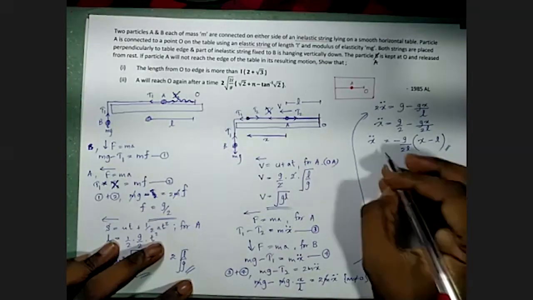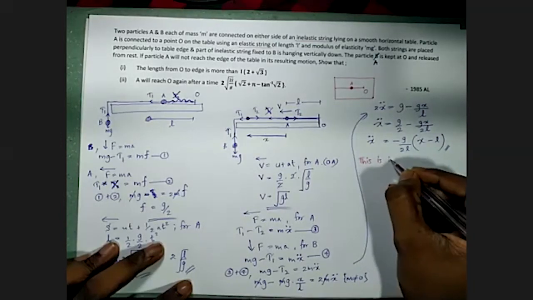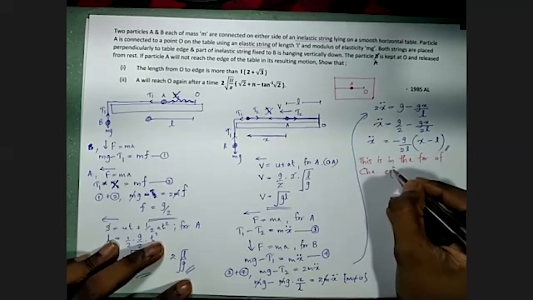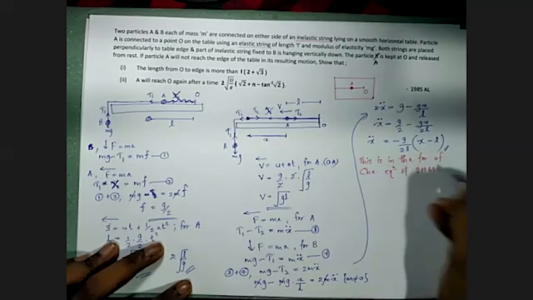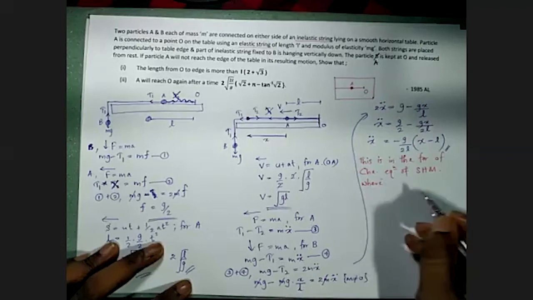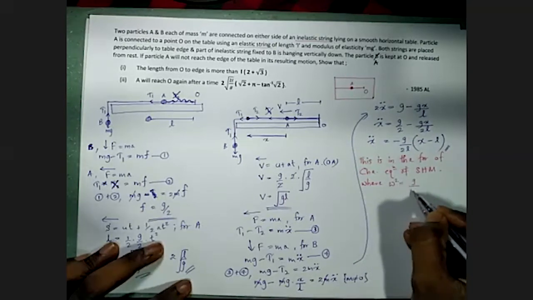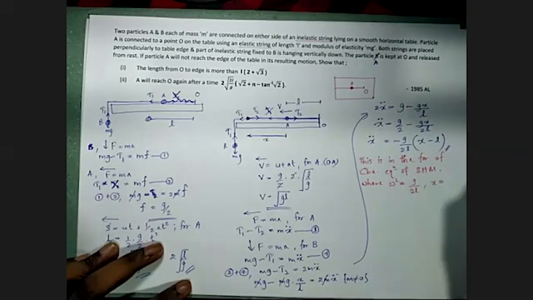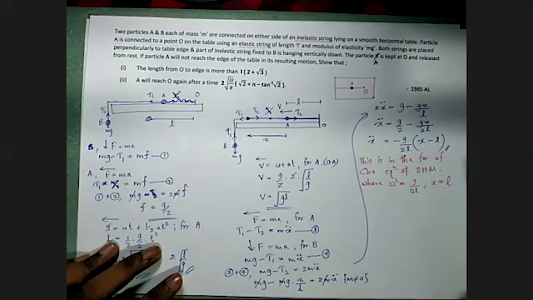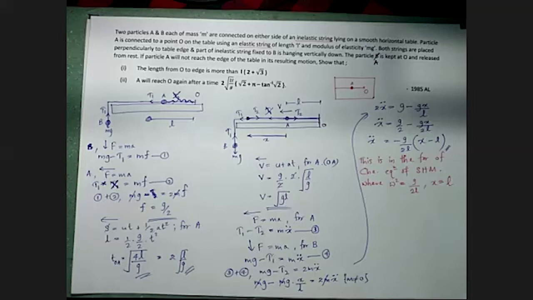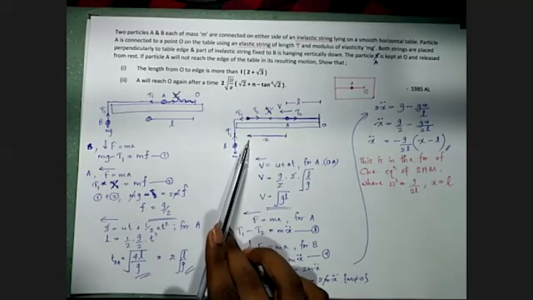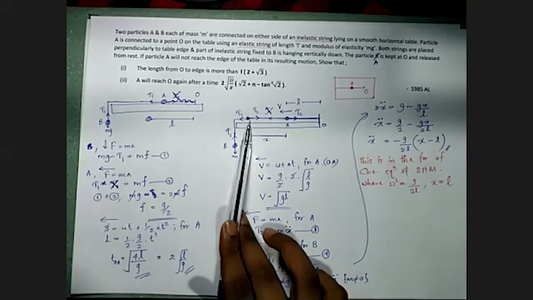Now our statement is in the form of the characteristic equation of simple harmonic motion, where omega square is g over 2L, and the center x is L. You have to equate this bracket to 0 and solve for x, and you have the center of the simple harmonic motion, that is L. So this extension x should be L. Then you have the center of the simple harmonic motion.